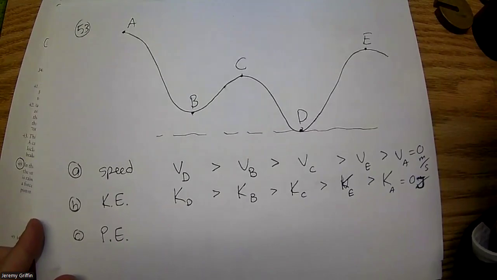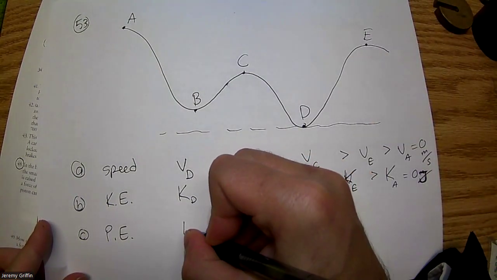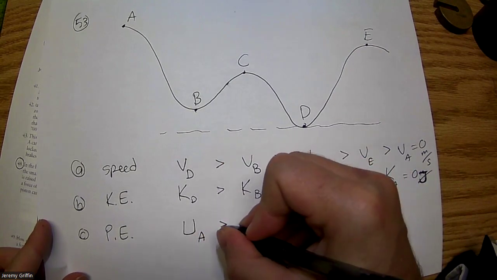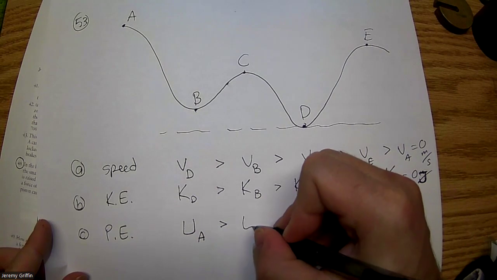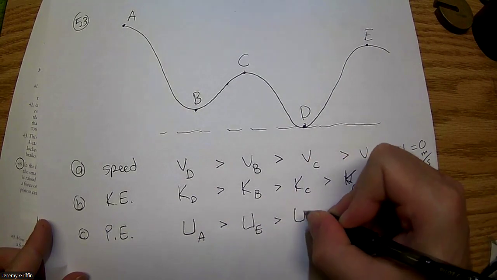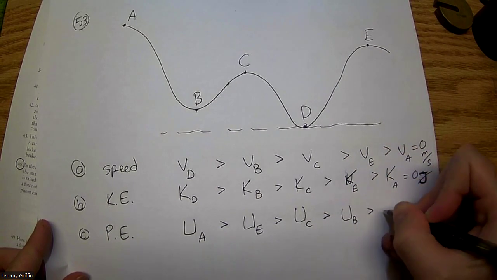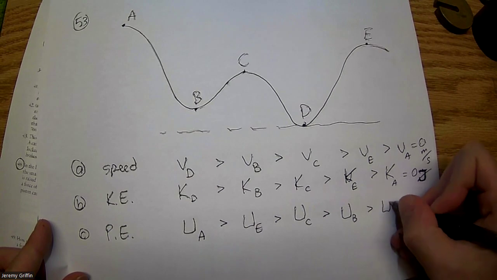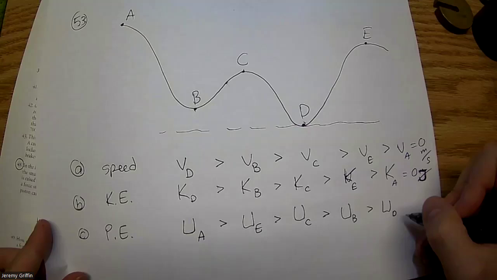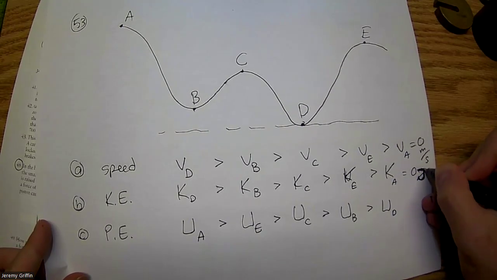So guys, where's the greatest potential energy? Point A. I'm going to use capital U for potential energy. So U subscript A, that would be the most. And what's the second most? E, and then C, then B, and then D. And the unit is J, joules.